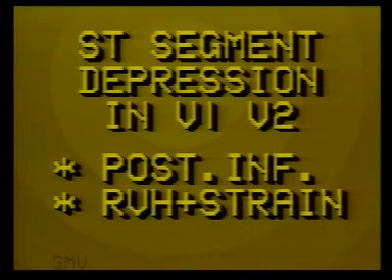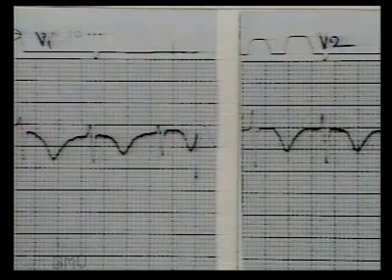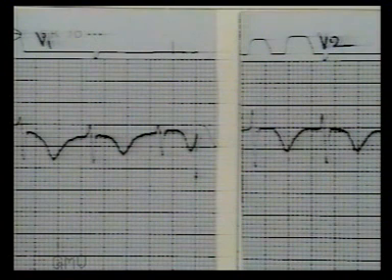If the ST segment depression is seen in leads V1 and V2, it is usually not due to ischemia. It may be due to right ventricular hypertrophy with strain or due to true posterior wall infarction. So if the ST segment is depressed in V1 and V2, look for the R wave of right ventricular hypertrophy in V1. If the R wave is prominent and T wave is flat or inverted, then it is right ventricular hypertrophy with strain.